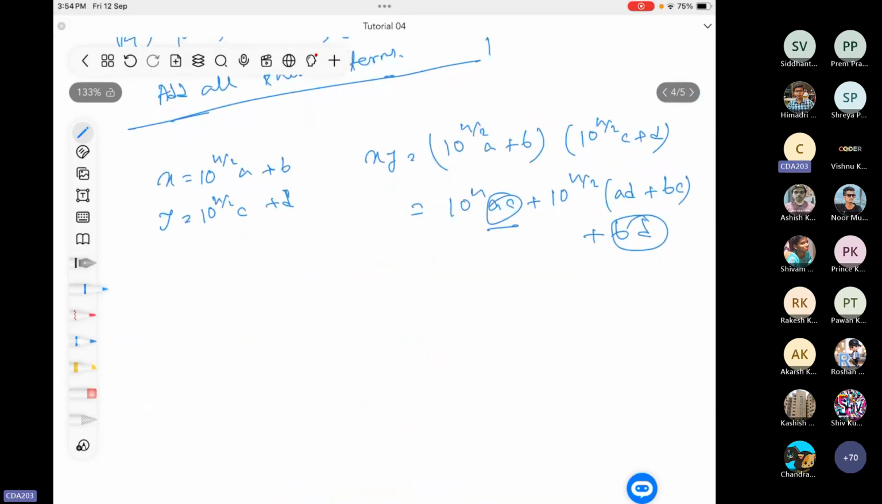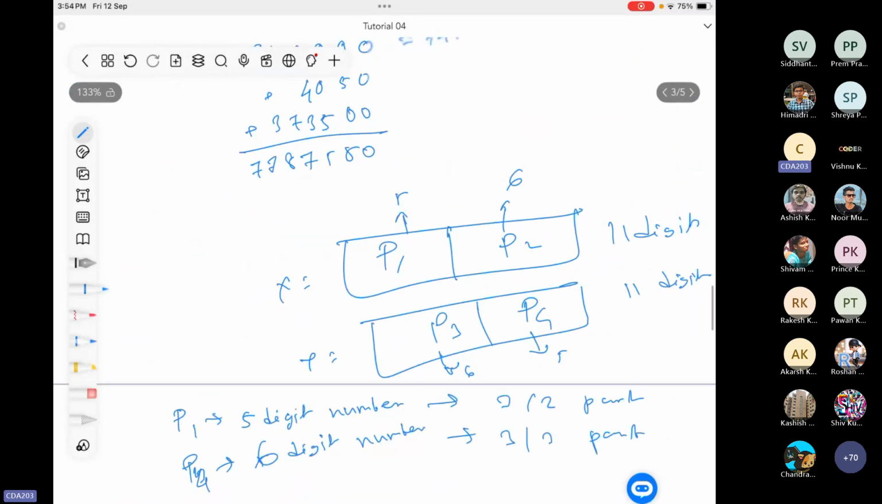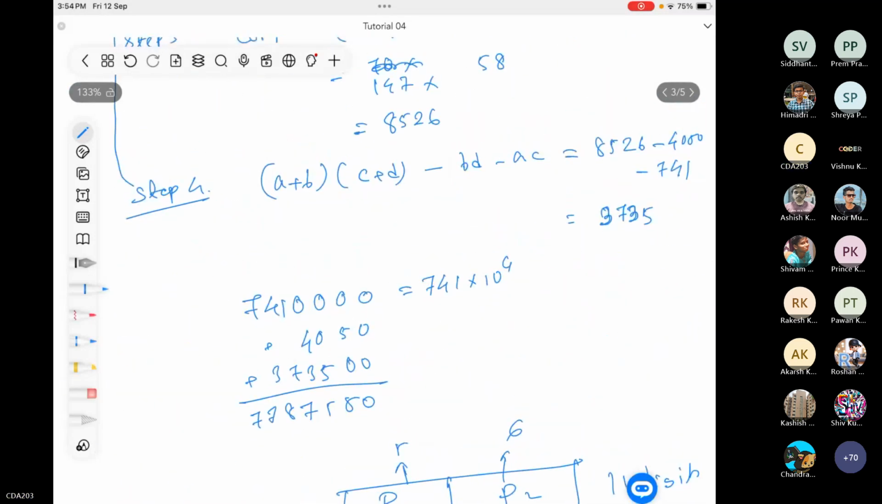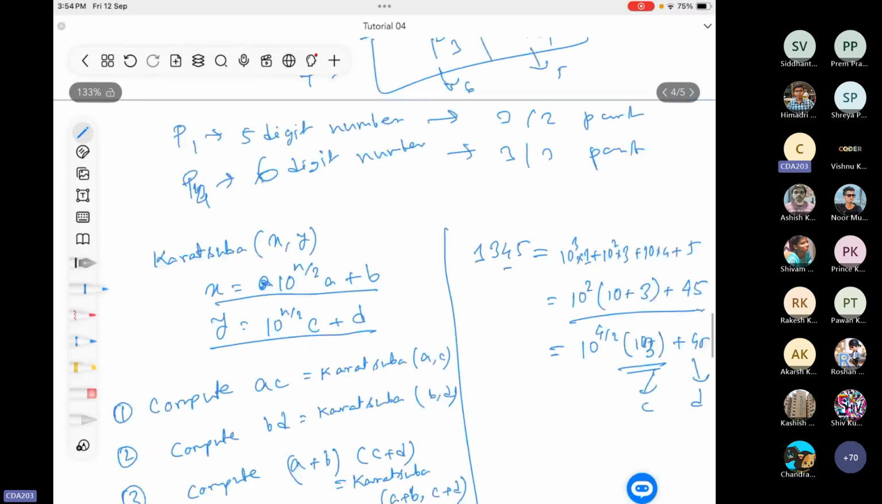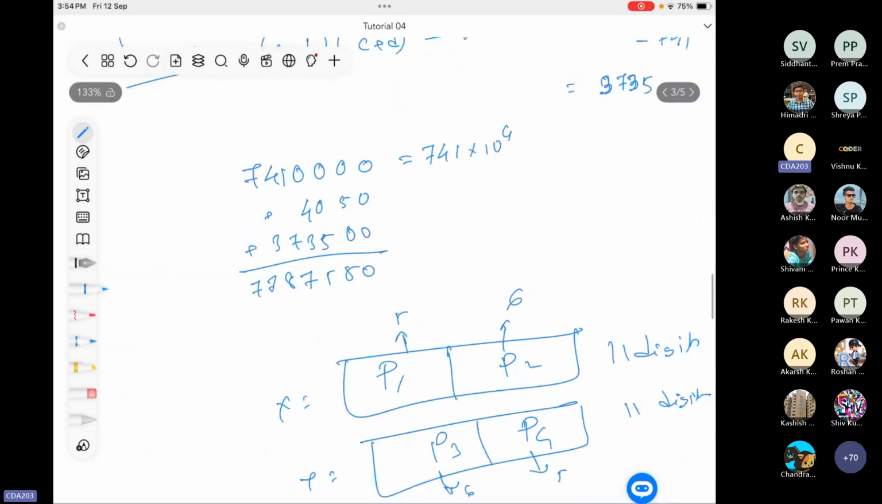And then we compute BD. BD is your decimal place, or the leftover place after taking n by 2 terms out of it. That's why we just add it. It's a multiplication of two n by 2 digit numbers, so that means the multiplication would be some n digit number, which is in here.